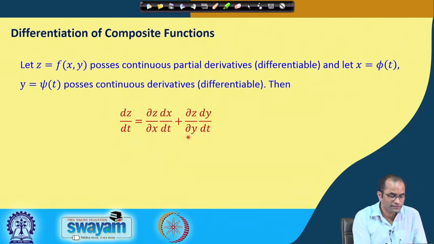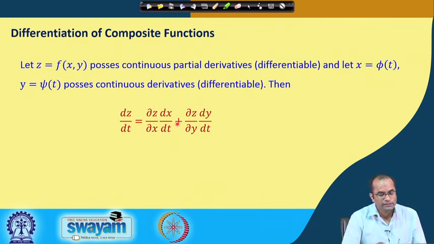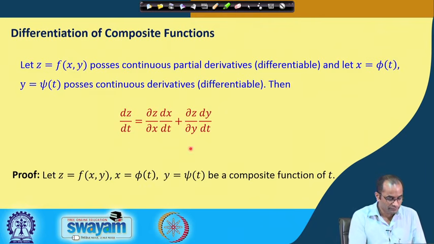In this case the formula says that the ordinary derivative dz over dt is equal to the partial derivative of z with respect to x. We are making use of the fact that f is a function of two variables x and y. So, we take the partial derivative of f with respect to x, multiplied by the derivative of x with respect to t. It is an ordinary derivative because x is a function of one variable t, and this is the chain rule again. Plus this, because z is a function of y as well, we have the partial derivative with respect to y multiplied by dy over dt. We will derive this formula now.